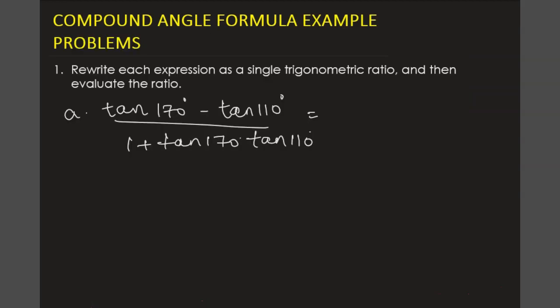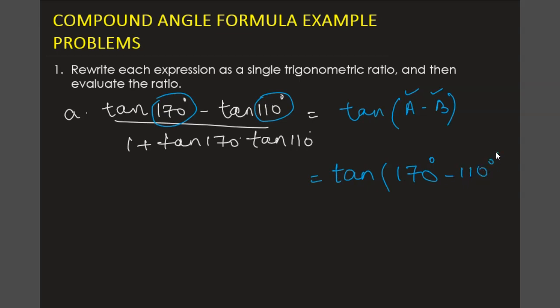So we write it as tan A minus B. A is 170 degrees, B is 110 degrees. So we write it as tan of 170 minus 110 degrees, which is equal to tan 60 degrees, and the value is root 3. So they wanted us to write it as a single trigonometric ratio, that is tan 60, and then evaluate, and this is the value.